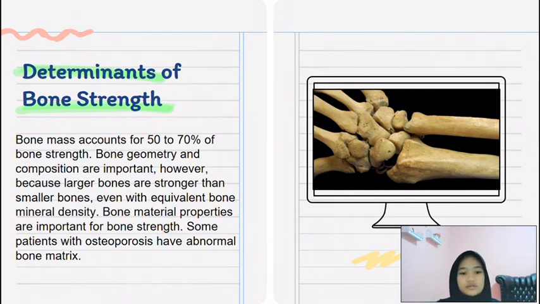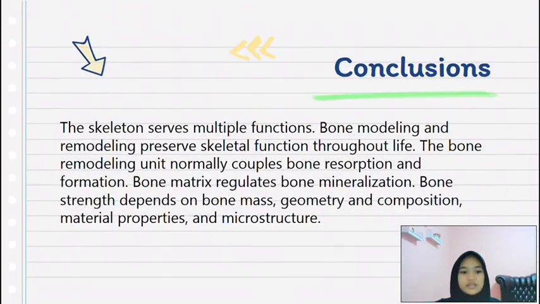Low bone turnover leads to accumulation of microfractures. High bone turnover with bone resorption rather than bone formation is the main cause of microarchitectural deterioration. And then the last one is the conclusion.